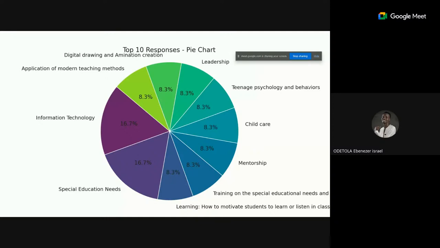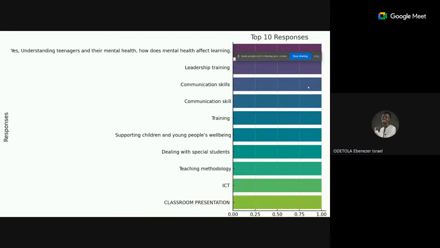Everything over here, I can use just the physical environment to solve about four of them. The psychology and behavior, special need, we can use that to address this. Mentorship can be used to address this for children. Child care can also be used to address this, apart from having a department that actually addresses this physically in the school. Training on special need also, we can do this. And then application of modern techniques, teachers need to bring visuals into the classroom to teach, besides just using slide presentation. Let me open another response again.